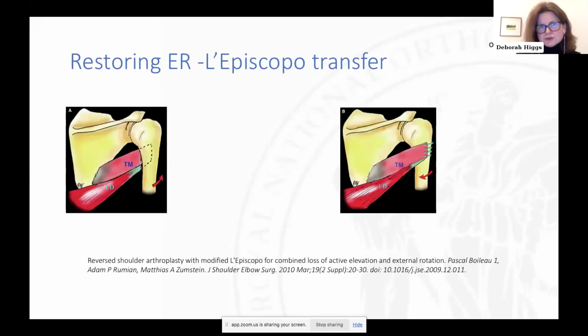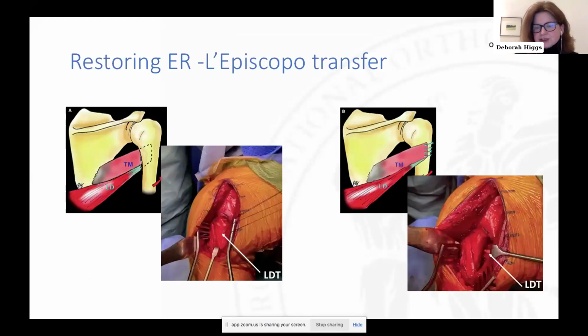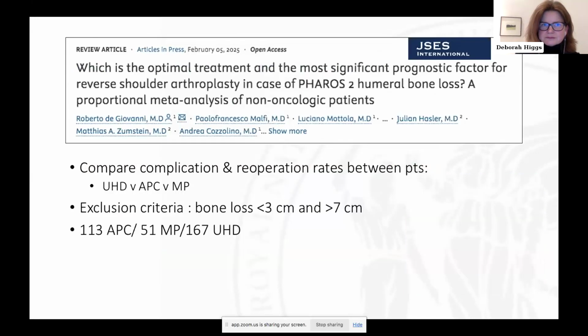When it comes to restoring rotation, I'm sure everyone's familiar with the description of the Lepiscopo transfer as described by Pascal Boileau. And that is something potentially you could consider with a mega prosthesis. However, looking to the literature, there is nothing that I've been able to identify which describes this or gives a potential advantage in terms of rotation, but perhaps something to consider.